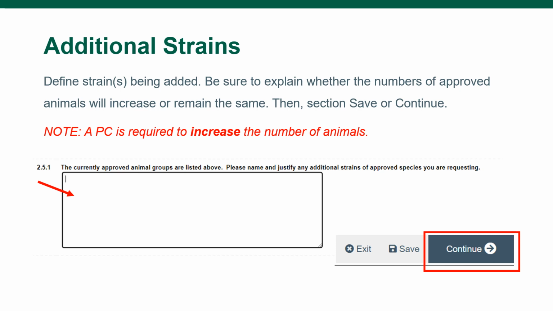Additional strains. List the animals and animal numbers you want to add. Be sure to indicate which animals will be replaced. If the animals being added will increase the number of animals above the approved number, withdraw this amendment and submit the request using a PC. Save and continue.